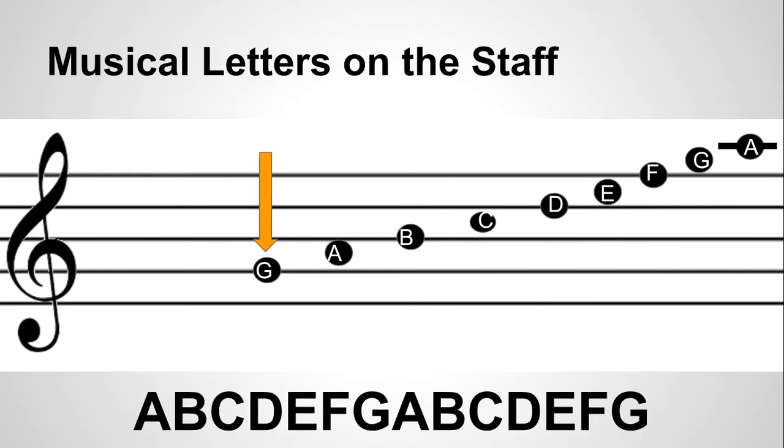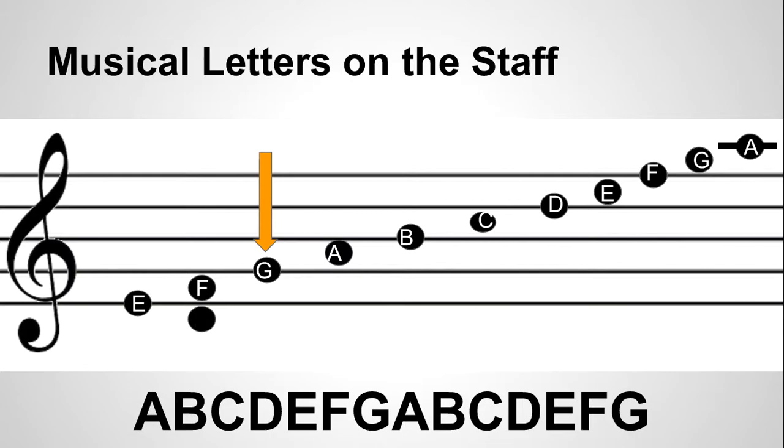So now let's go back to the G here, and let's go before the G. This G is on a line. This space is before the G. So below the G, what letter would it be? It would be an F. How about this letter on the line before the F? Well, if you look at your alphabet and you use the formula in music, you would see that's an E.